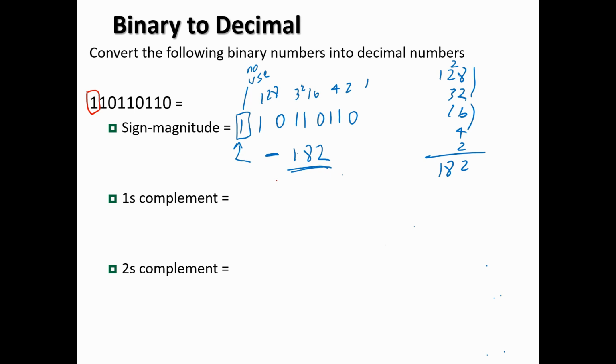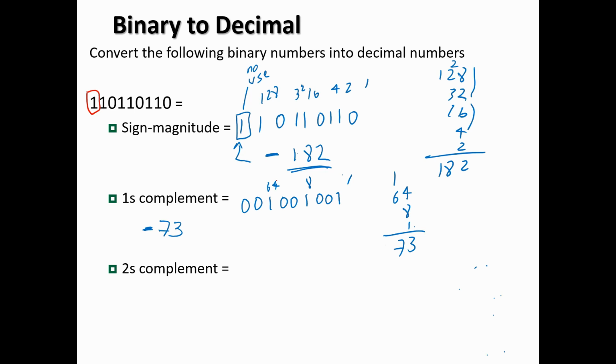Okay, it's not gonna be 182, but a negative. No, we have to do something to, we have to check. So complement, we need to invert all of the bits. So 0, 0, 1, 0, 0, 1, 0, 0, 1. And so we have a 1, 2, 4, 8, 16, 32, 64. Okay, so now 64 plus 8 plus 1, that's 73. So minus 73. Can you guess what's going to be a 2's complement?